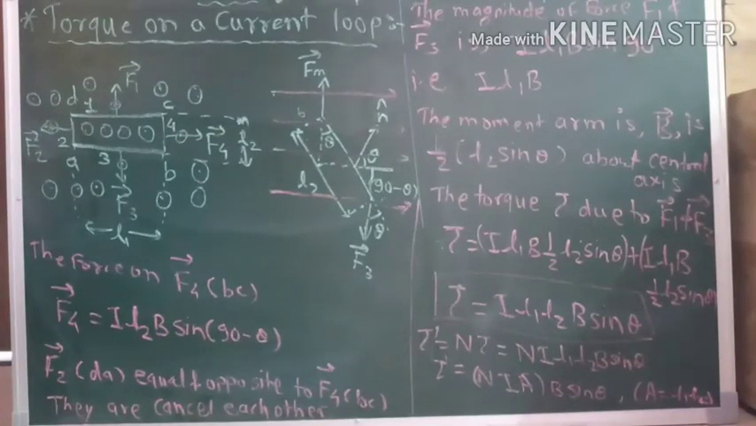In this topic, torque on a current loop, we already studied in 10th standard the principle of the motor, in which a current loop is in a magnetic field. In a DC motor, the rectangular shaped current loop is placed in the uniform magnetic field, and it rotates in the magnetic field, using the magnet's N and S poles. Between these S and N poles of the magnet, the rectangular coil rotates on its axis.